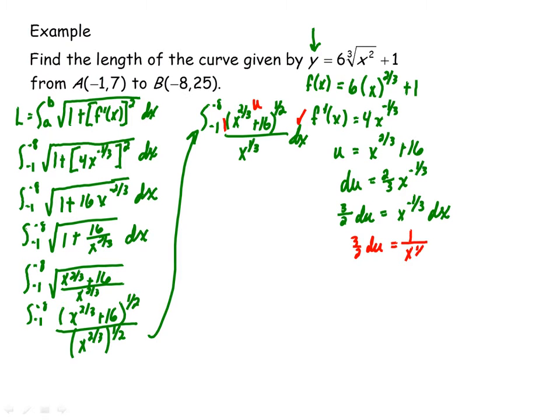Check. So when I do the u substitution, I get everything I need. So we're good to go. Okay, so what are we going to do from here? Well, we're going to have 3 halves times the integral from -1 to -8, u to the 1/2 du.